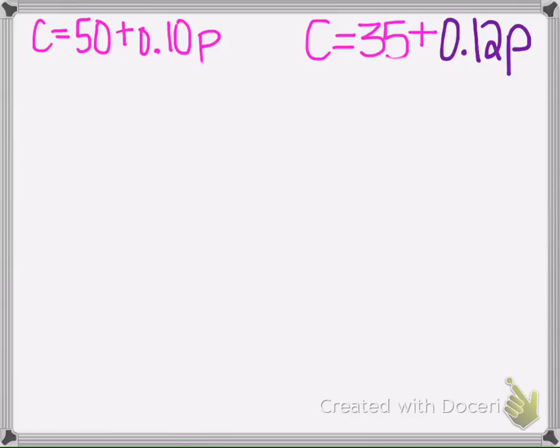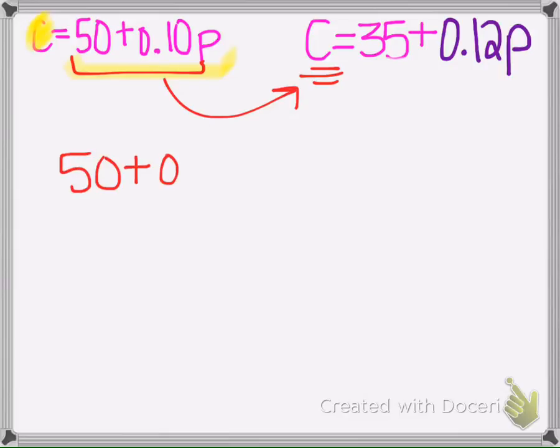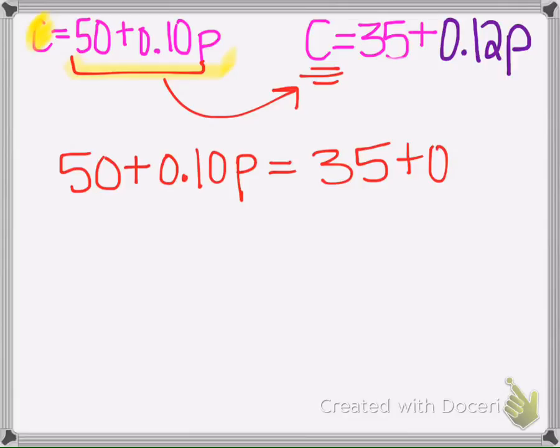So I'm going to take this C, this equation right here, and I'm going to, instead of C here, since it's equal to this, I'm going to plug that in right there. So in other words, I'm going to have this. So I'm going to set them equal to each other.